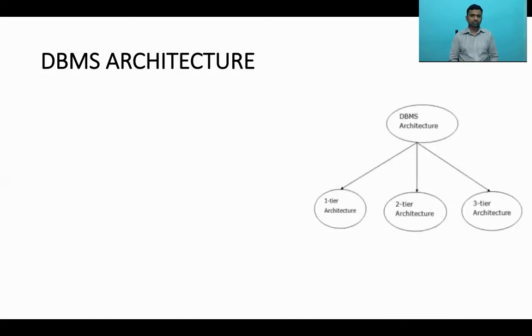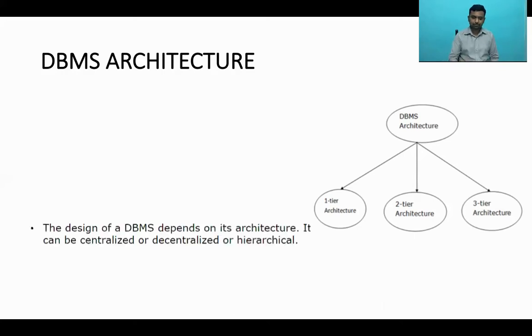Basically, there are three types of DBMS architecture. That is, one-tier architecture, two-tier architecture, and three-tier architecture. Well, we have n-tier architecture as well. We'll go through those in detail.